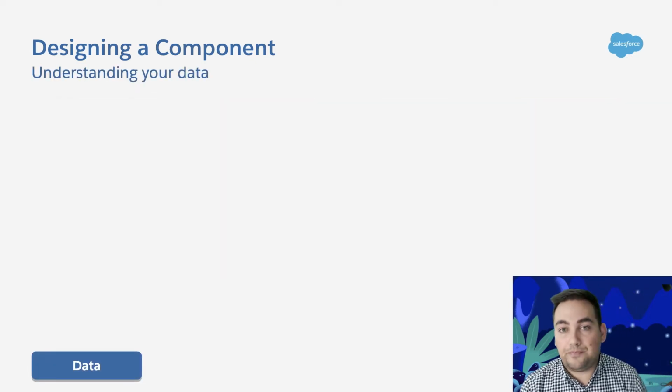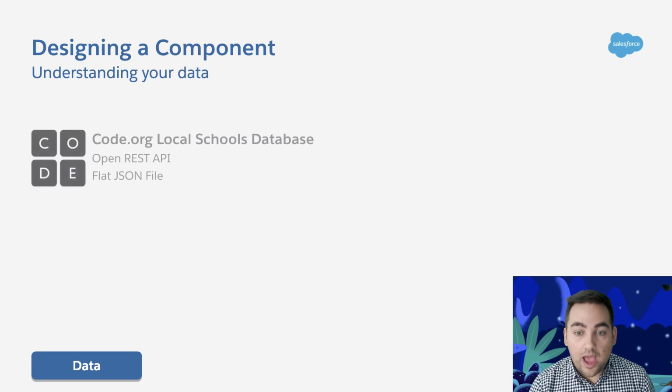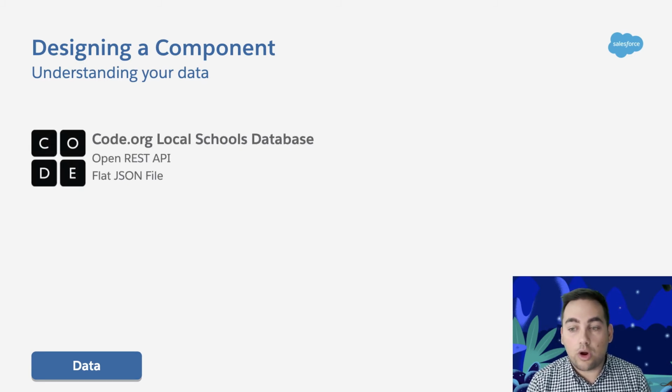Now, starting out with the data, I did a little bit of pre-work and research before today's session to find a data source that I thought would be suitable for the Dreamhouse app. And what I came across was the Code.org local schools database. Code.org is a nonprofit that provides directory services and sort of upskilling help on training you to code, whether you're a student in high school, whatever. And they give you a tool and a database that you can use to search for that information.